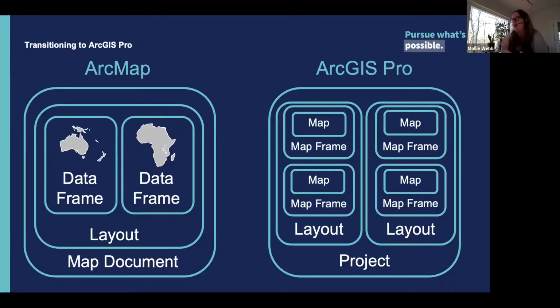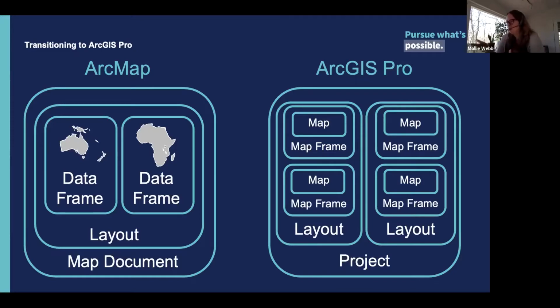And we could switch back and forth between data view and layout view just by toggling a button back and forth. So we could have one layout that had maybe a main content data frame, and then maybe a reference map data frame or something of that nature, but layouts could essentially have one or more data frames, and then everything was encompassed in the MXD or the map document.